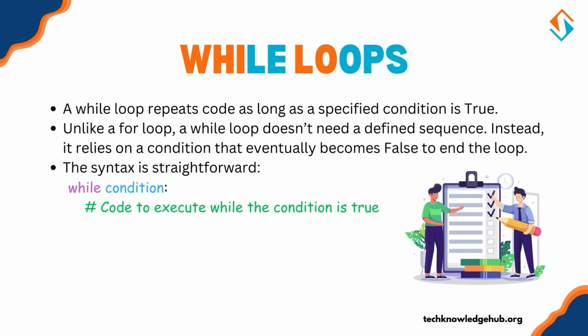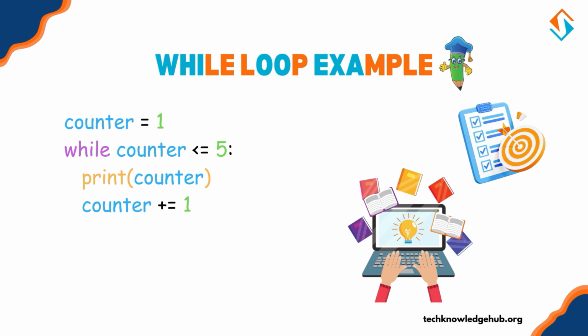Next, let's talk about while loops. A while loop repeats code as long as a specified condition is true. Unlike a for loop, a while loop doesn't need a defined sequence. Instead, it relies on a condition that eventually becomes false to end the loop. The syntax is straightforward. While condition: # code to execute while the condition is true. Let's use a simple example.